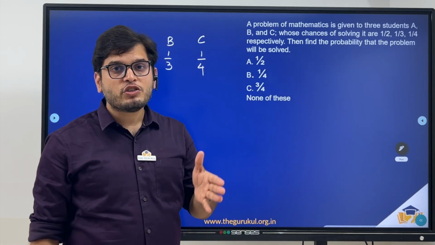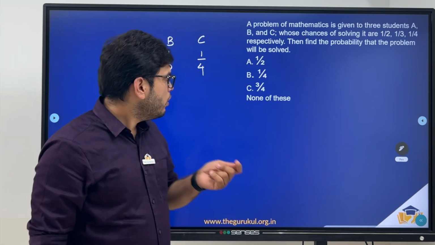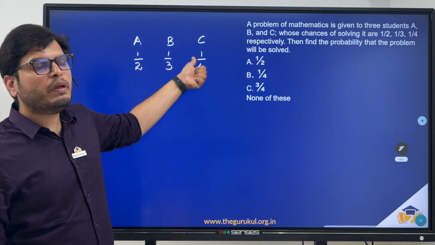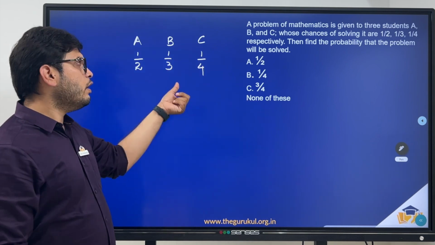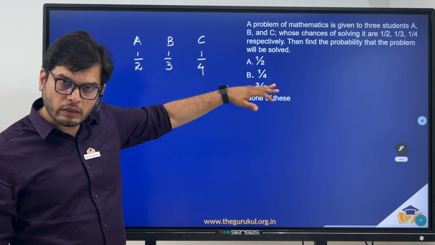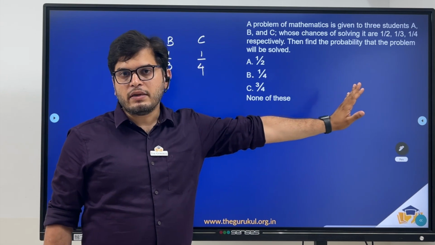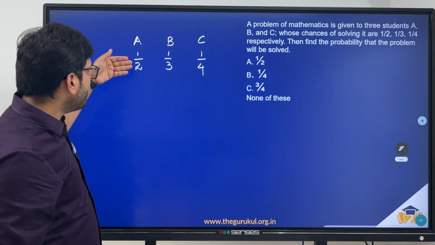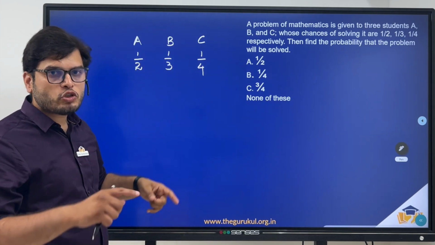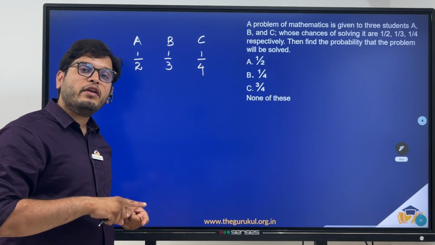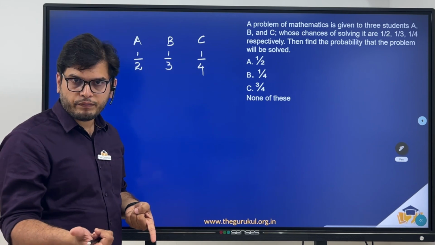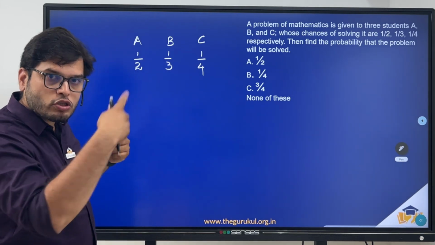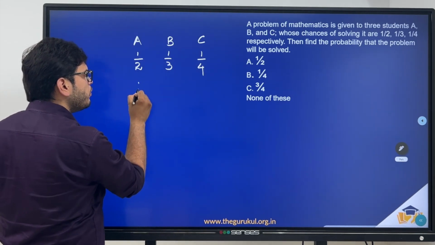Now here I want you guys to understand that if the problem is solved, it would have been solved by A or B or C or A and B or B and C or A and C or all A, B and C together. Right. So the best way to answer this question is, now given with the probability of these 3 persons solving that, let's find the probability of non-occurrence of that event. Right. What is the probability of A not solving that problem? 1 minus 1 by 2.